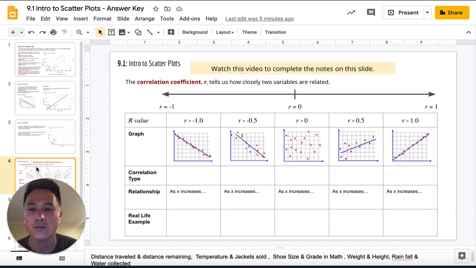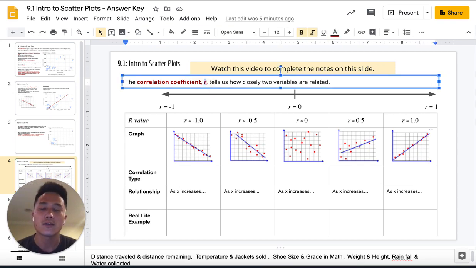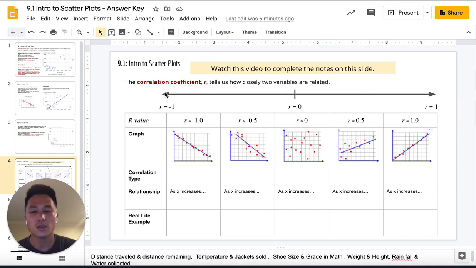Okay, so now let's fill out slide 4 together. The correlation coefficient, and we always use the variable r for that. Sometimes it's also called the r value. And that number, the r value, tells us how closely the two variables are related. And it's on a spectrum. The lowest the r value can be is -1, and the highest it can be is +1. And right in the middle is 0.